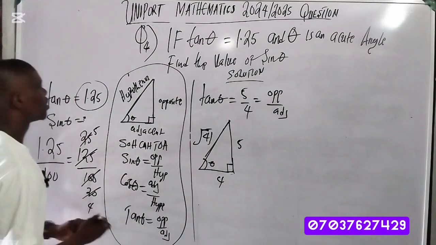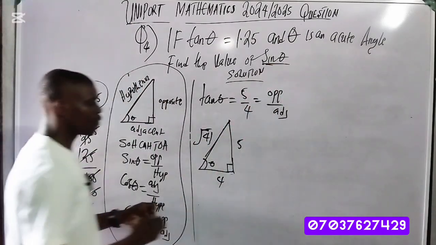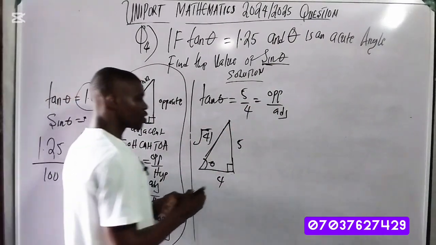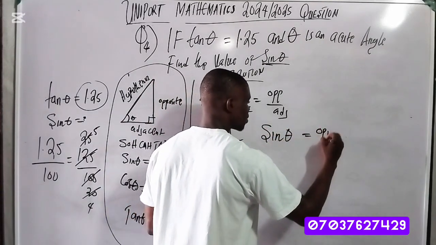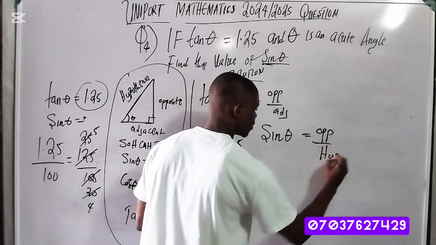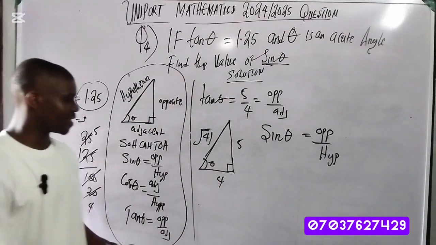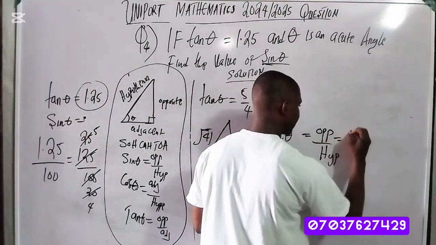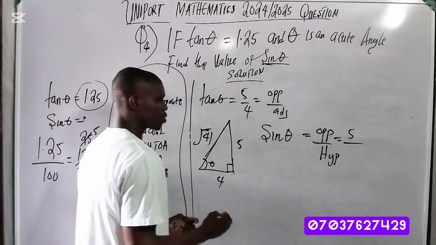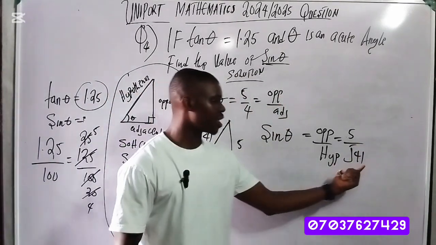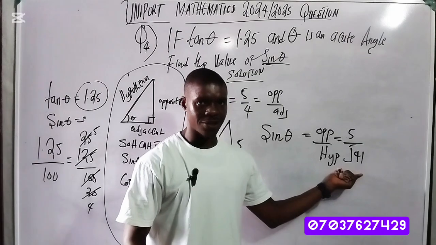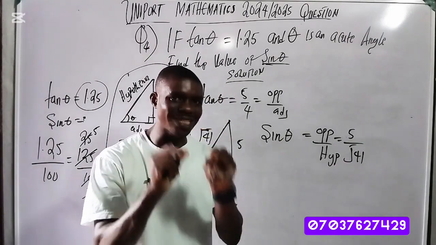Now they say we should look for sine theta, right? Remember, sine theta equals opposite over hypotenuse, right? Now my opposite is 5. It equals 5 over my hypotenuse, which is square root of 41. Okay. Now what we do here, you cannot just leave your answer like this. You have to rationalize it. That's why you need to know surds. Surds are very, very important.